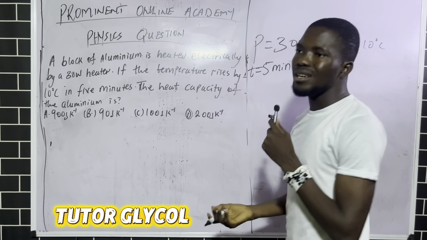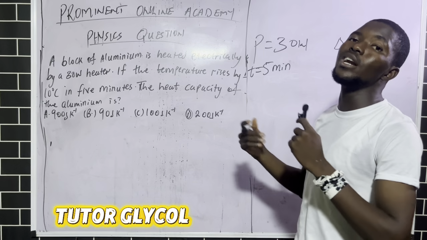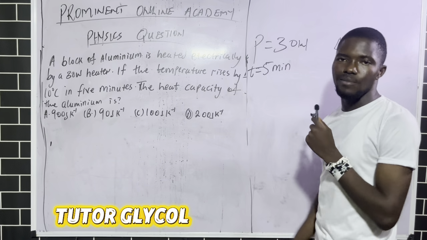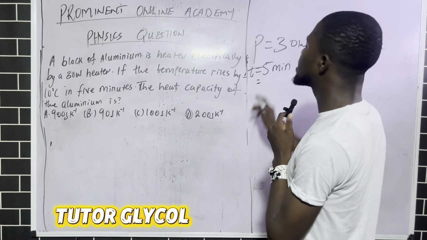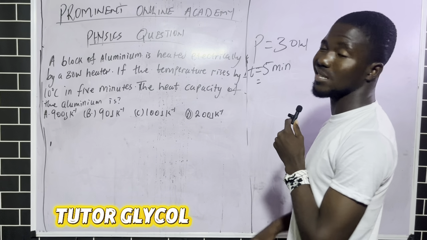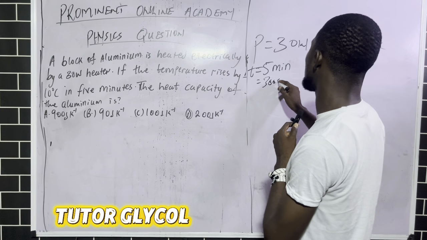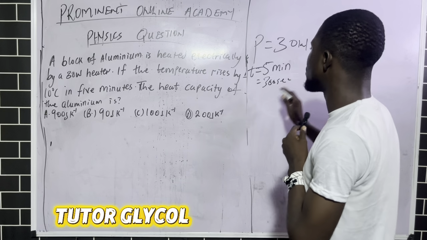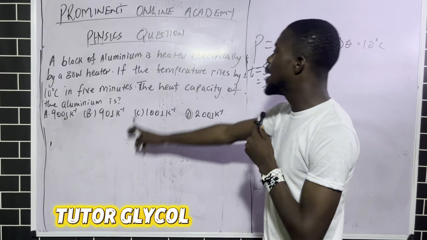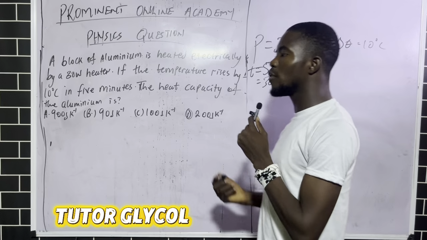So the time it took for this aluminum to get hot was 5 minutes. And remember, it's only in exception that we use our time in minutes. We have to convert to seconds. So 5 minutes in seconds will be 5 times 60, that's 300 seconds. It's good to convert minutes to seconds. Then moving on, they now ask what the heat capacity of the aluminum is.